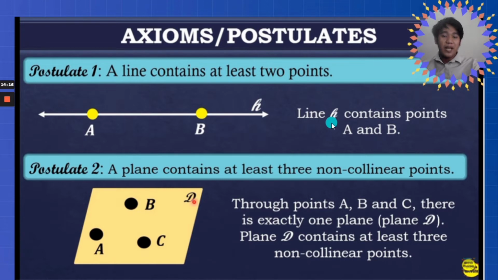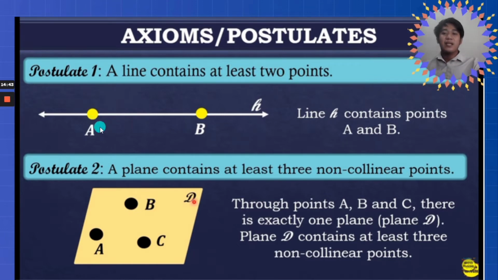A small cursive letter is used to name a line. Another way is through the points it contains, A and B. So, aside from naming it as line H, we can also name it as line AB. Again, line AB. Or, the reverse, line BA. That can be. Clear? Let's proceed with postulate number 2.